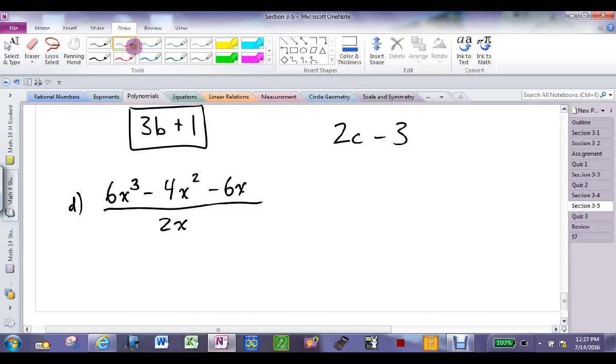So, what is the first one going to be? 3x squared minus 2x minus 3. Good. Now let's do a grade 10 level question.